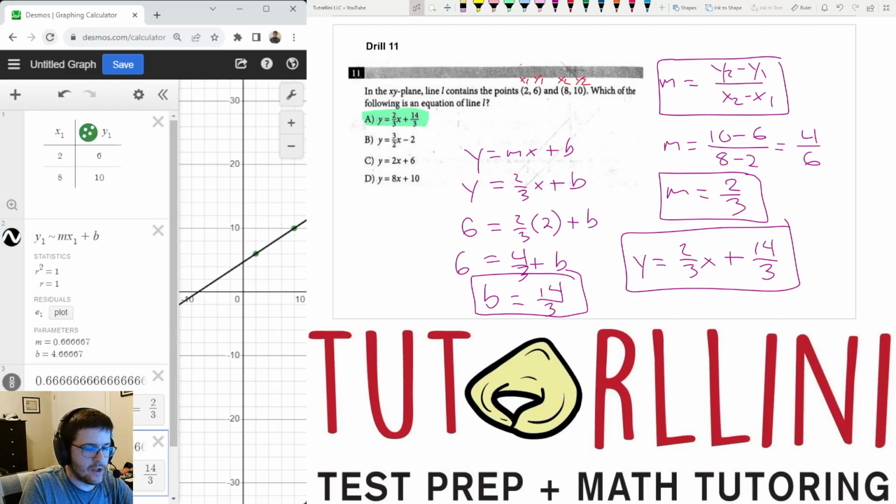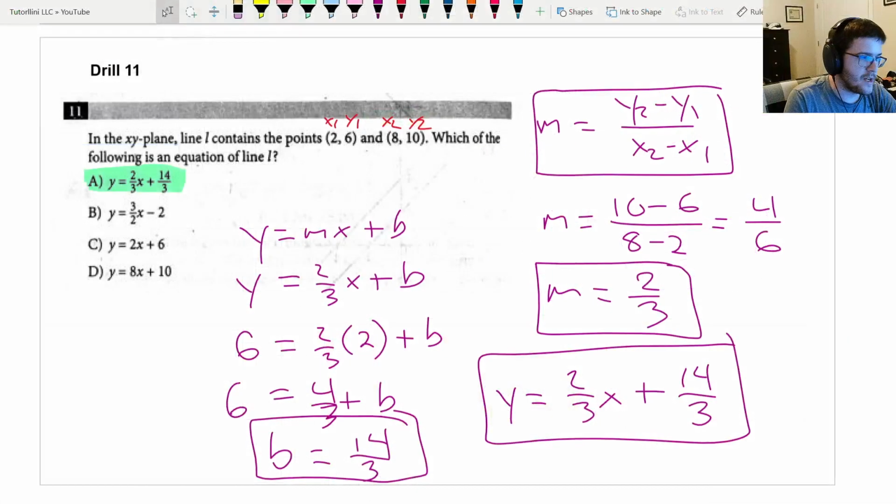What we did calculating the slope by hand was not a lot of work. You really need to know the slope formula for the test, so make sure you know it. Just trying to be thorough here. All right, let's come back over here.